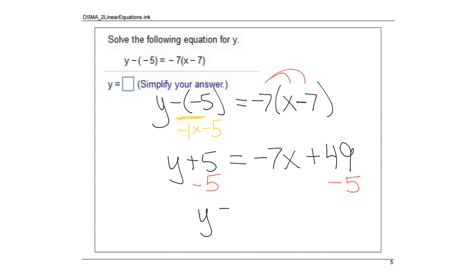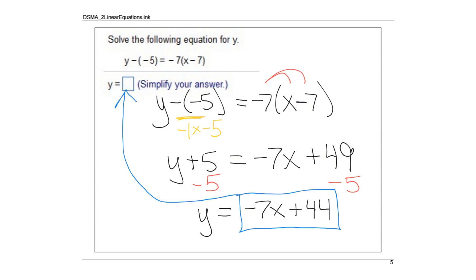And so finally, I have y equal to negative 7x plus 44. And again, we like to put the x first. We're very orderly in algebra. We put the x and then we put the constant in.